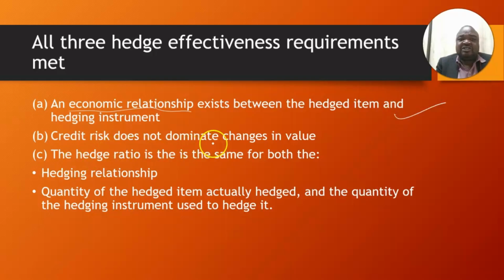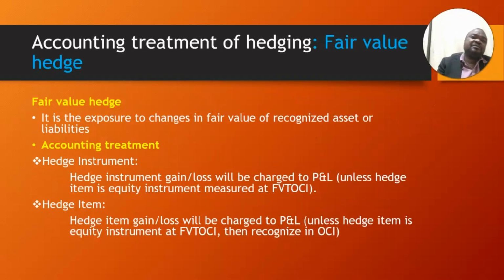Credit risk does not dominate changes in value. So credit risk should not be dominant, or should not contribute to the changes in the value of the hedged item. The hedge ratio is the same for both the hedging relationship and quantity of the hedged item actually hedged and the quantity of the hedging instrument used to hedge it. I hope there is going to be some example very soon.